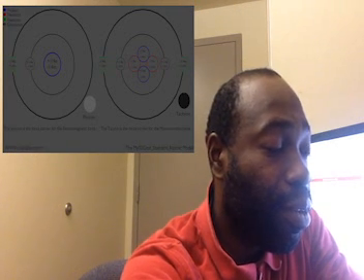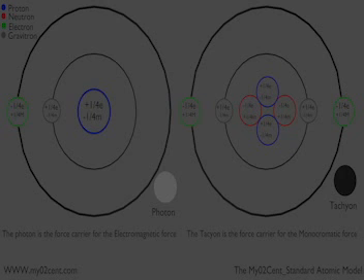The photon is the force carrier for the electromagnetic field. Tachyon is the force carrier for the monochromatic field. Photons are the light energy. Tachyon is monochrome. Monochromatic is the gravitational spectrum. The graviton, as you can see in the gray, is the force carrier for gravity.